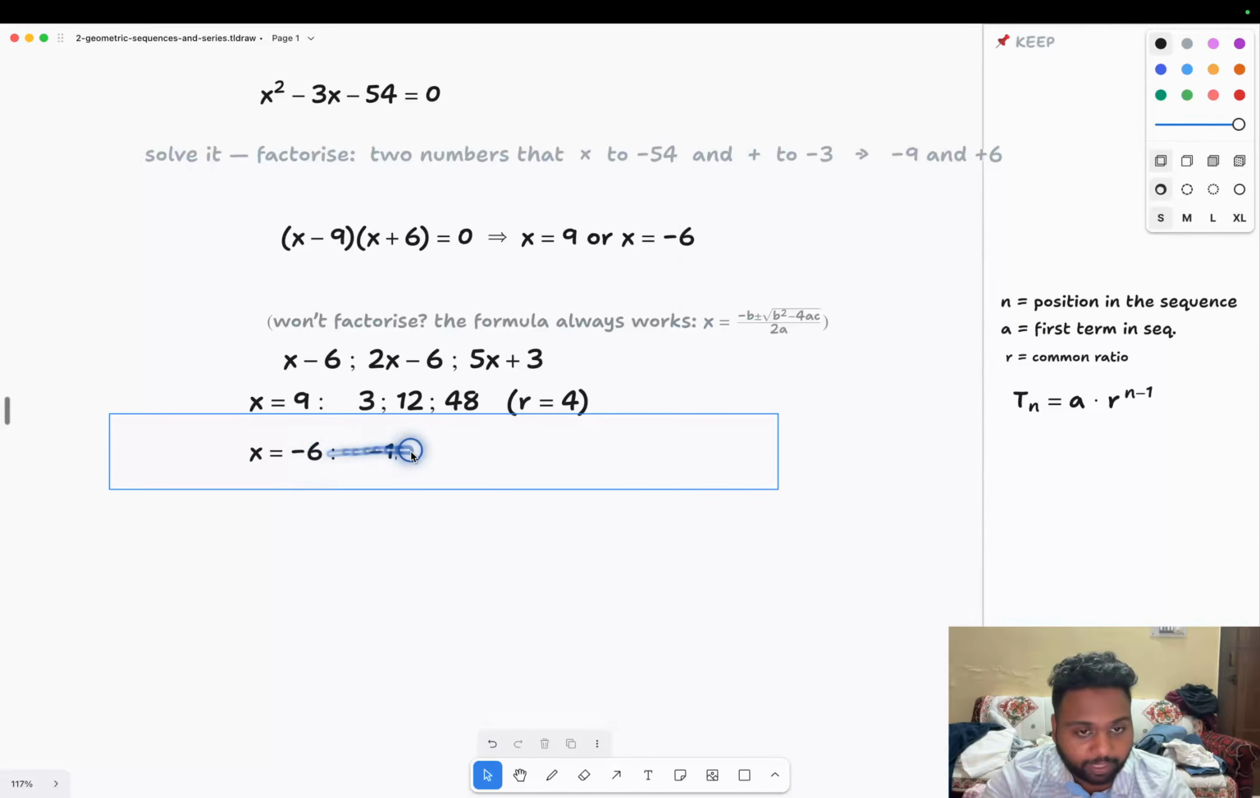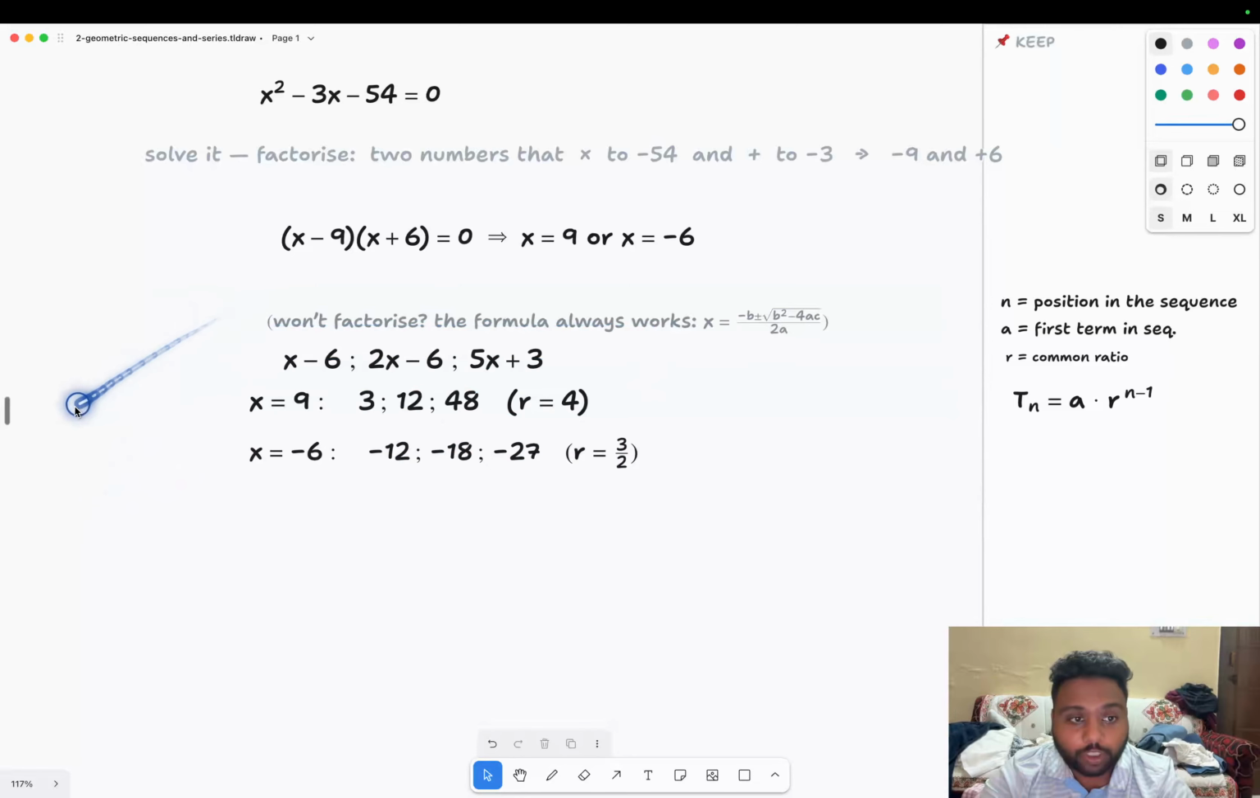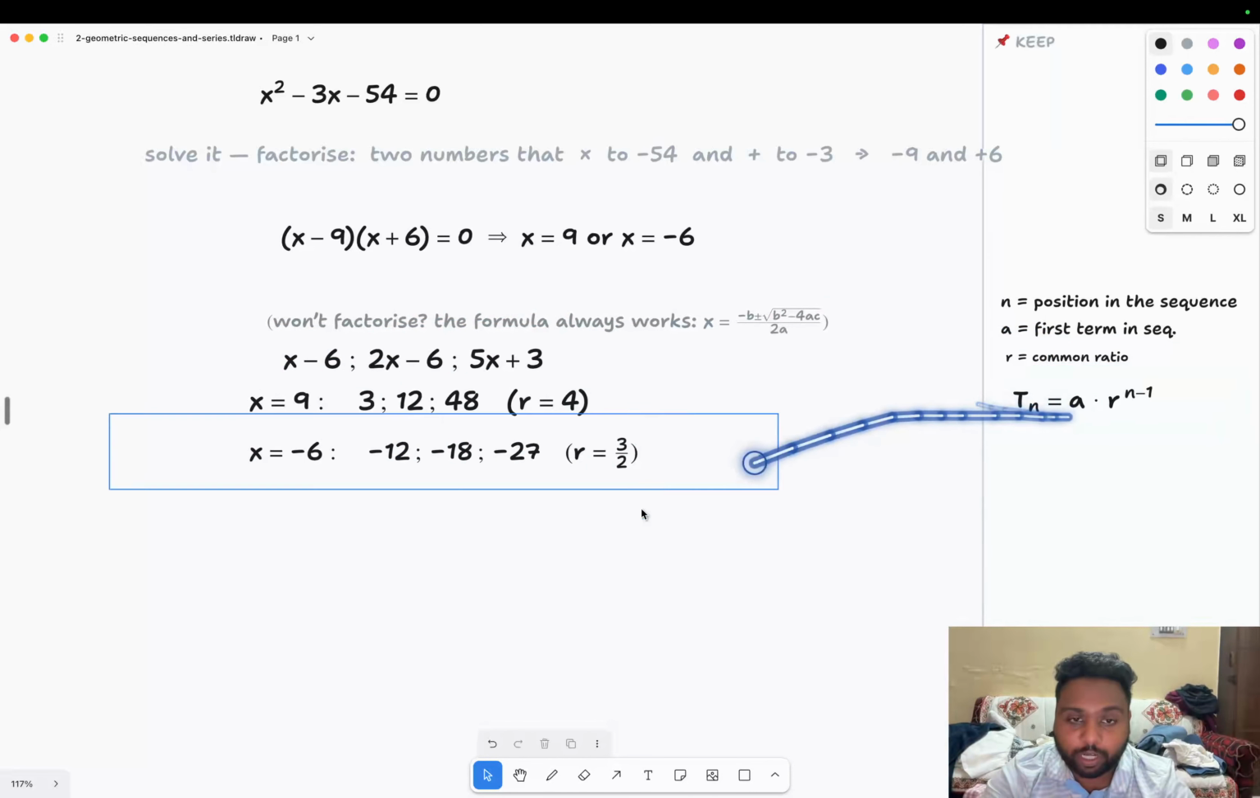And if we substitute minus 6, we will get 8, minus 12, minus 18, minus 27. In this case, r is 3 by 2. 27 by 18 is 3 by 2, and same goes for 18 by 12. So because we have two values of x, we will have two formulas for Tn.